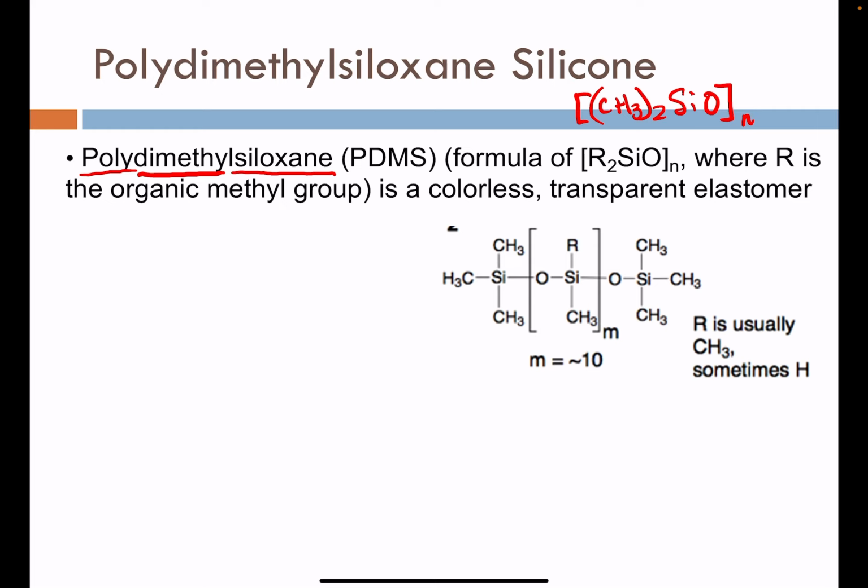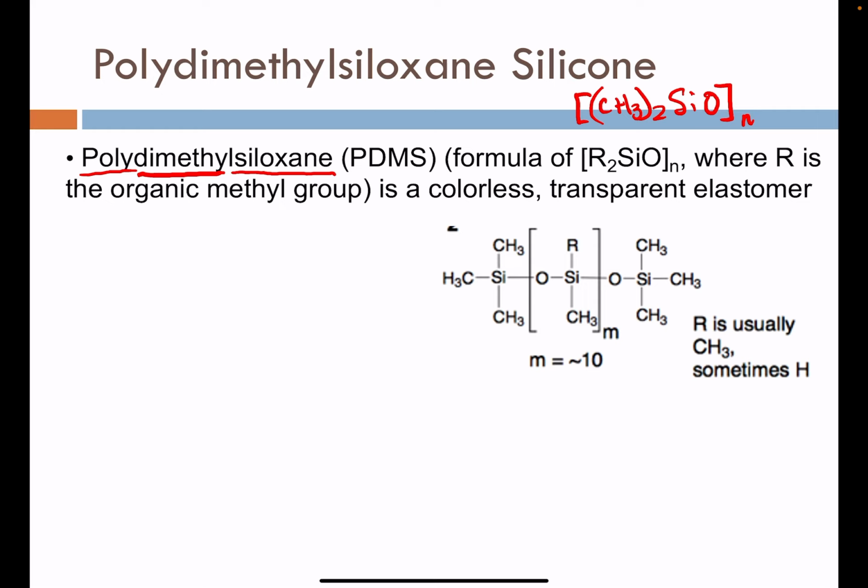Polydimethylsiloxane is a colorless and transparent elastomer, and this can be exploited for having clear caulking or in the fabrication of microfluidic devices that allow for the tracking of chemicals and other entities throughout the nanoscale channels that can be fabricated into that material.